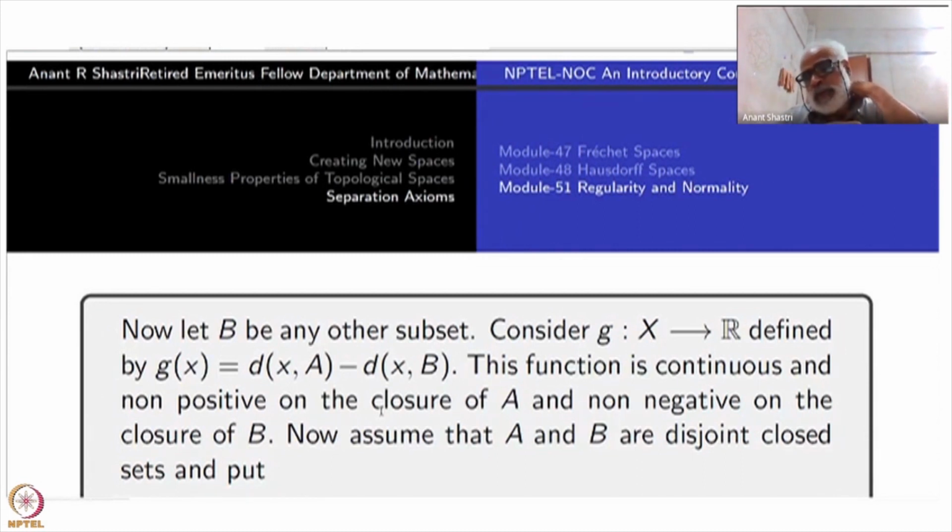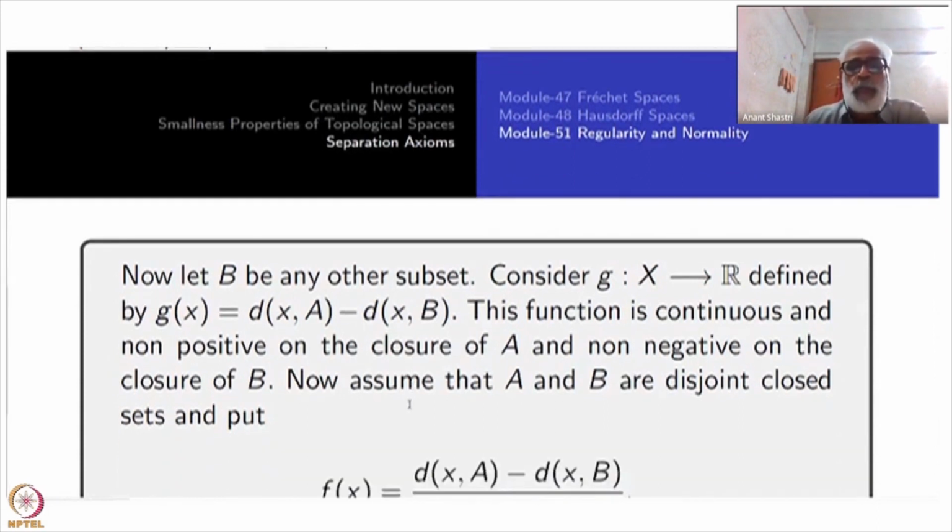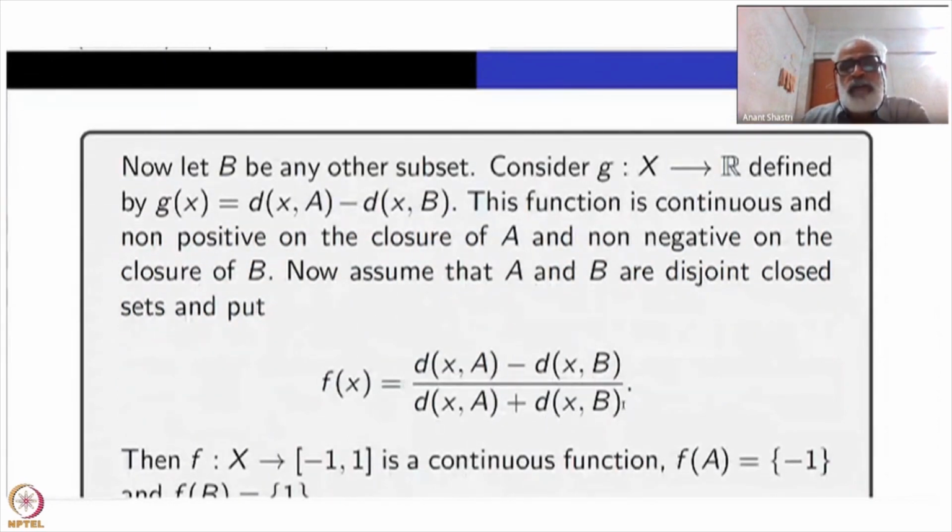Now you take a special case when A and B are disjoint closed sets. When A and B are disjoint closed sets, at least one of d(x,A) and d(x,B) must be non-zero for all the points, because if both are 0, x will be inside A intersection B. So there is no intersection, right? That's it. Therefore, the sum function will never vanish.